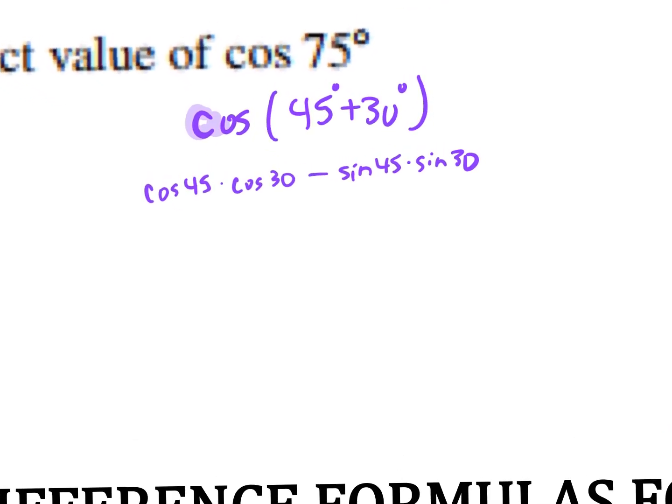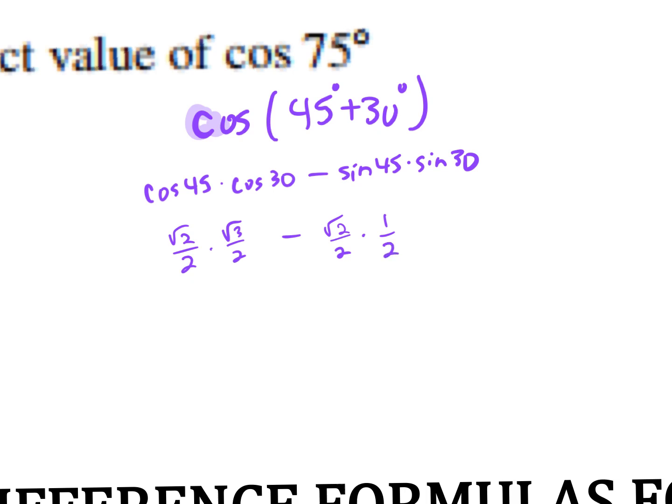So cosine of 45, Grayson, what do we get? Root 2 over 2, good. Times cosine of 30, Sebastian, what do we get? Where's your unit circle? Root 3 over 2, good. Minus sine of 45, Ryan? Sine of 45 is root 2 over 2. Leo, sine of 30? Sine of 30 is square root 3 over 2? Or is it 1/2? 1/2, right? Yeah, sine of 30 gives us the 1/2.